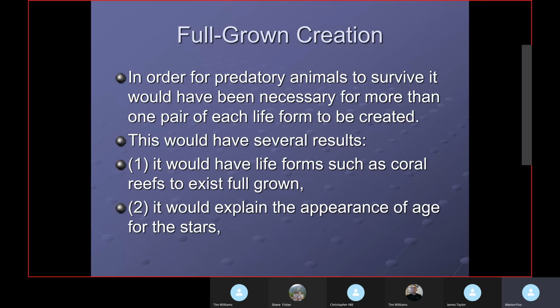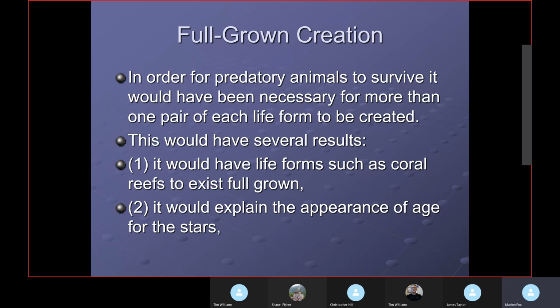The only two that had a pair of them, and only two, was humans, Adam and Eve, and everybody else, all the other creations, trees and plants and so forth.